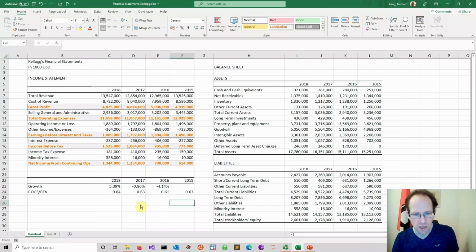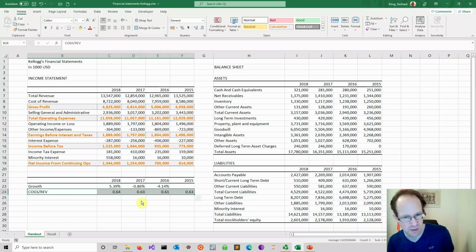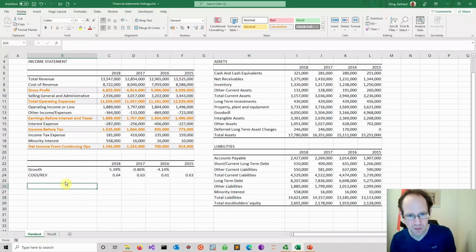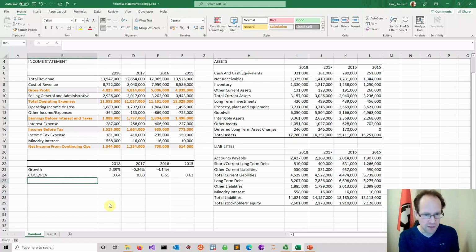And so what we can observe here is that this ratio seems to be pretty much stable. Okay, not much is happening here, so our cost of goods sold relative to revenue is more or less stable. Yeah, so it seems to be a fairly stable cost structure.